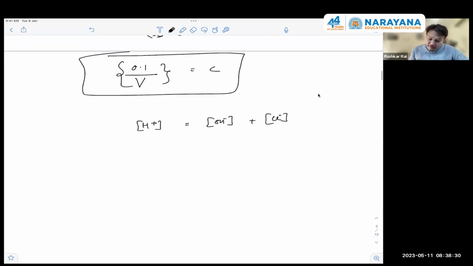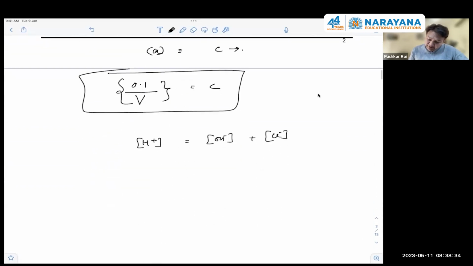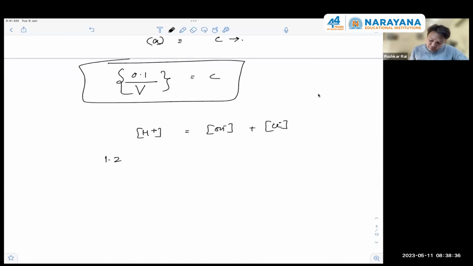Since the H plus concentration was given, what was it? It was 1.2589 into 10 to the power minus 7. That is 10 to the power minus 14 divided by 1.2589 into 10 to the power minus 7.